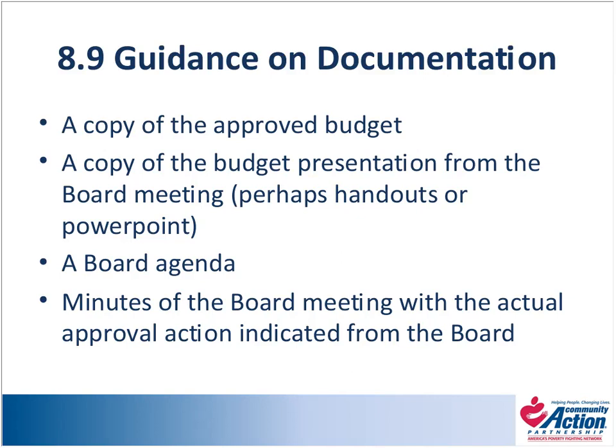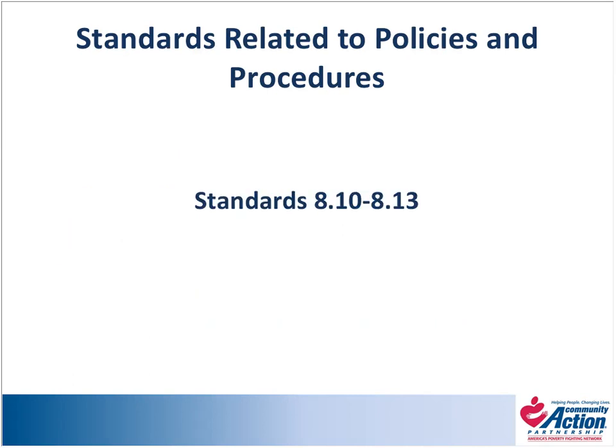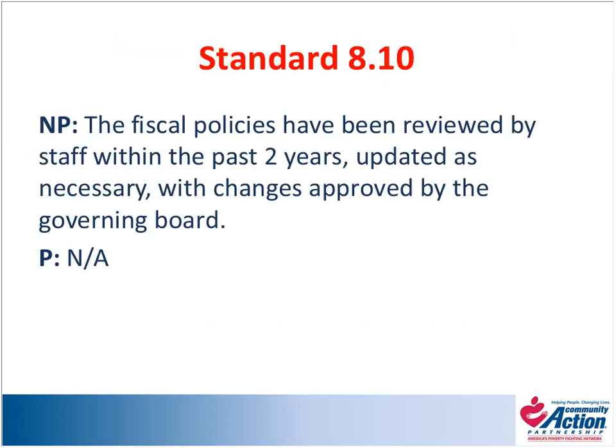So standards related to policies and procedures, those are standards 8.10 through 8.13. So moving on to standard 8.10 for nonprofit agencies, the standard reads, the fiscal policies have been reviewed by staff within the past 2 years, updated as necessary with changes approved by the governing board. So again, this is a multi-part standard requiring a couple of different actions, and again, this is not applicable for public agencies.